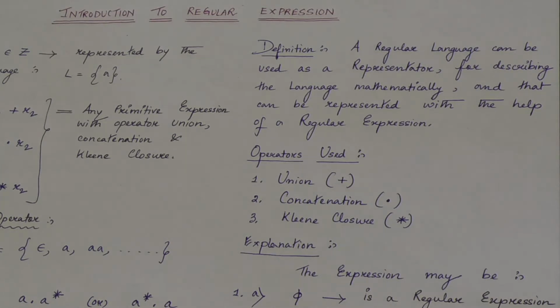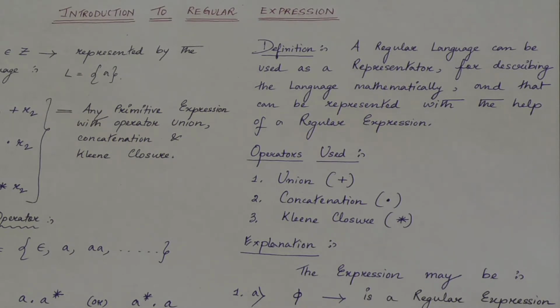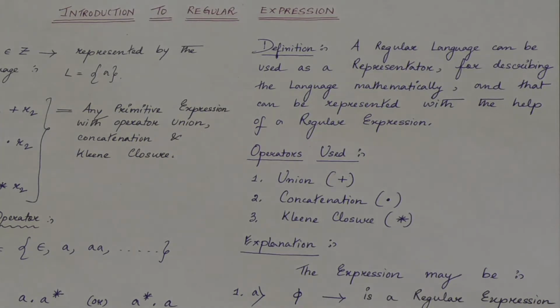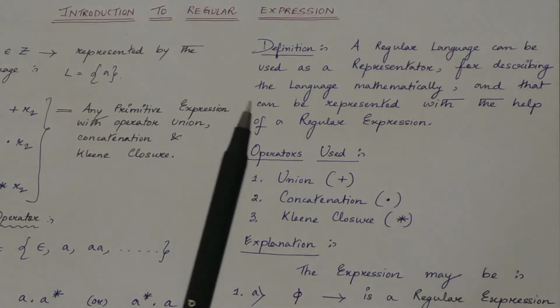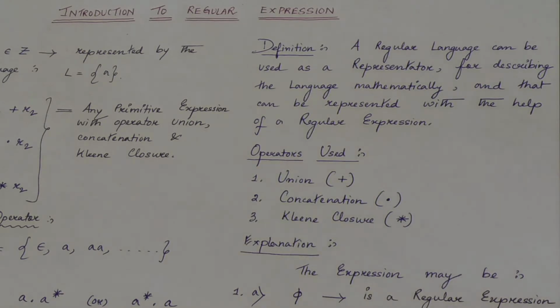I have already talked in my previous lecture about the introduction to regular language, where we understood three types: acceptor, generator, and representator. We'll be into the third type, the representator, which is nothing but the regular expression. I have noted down a few points for you so that it will be beneficial to start off the session. Any regular expression is defined by a regular language and can be used as a representator, for describing the language in a mathematical way.